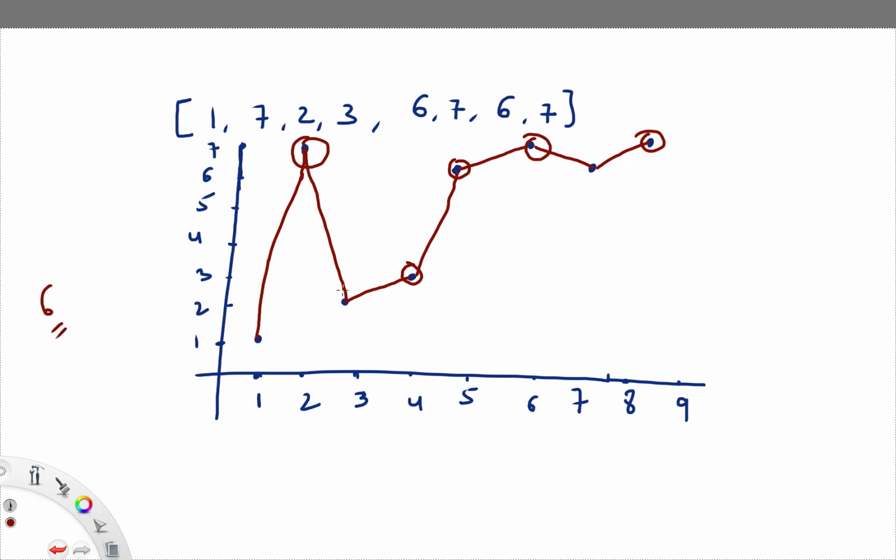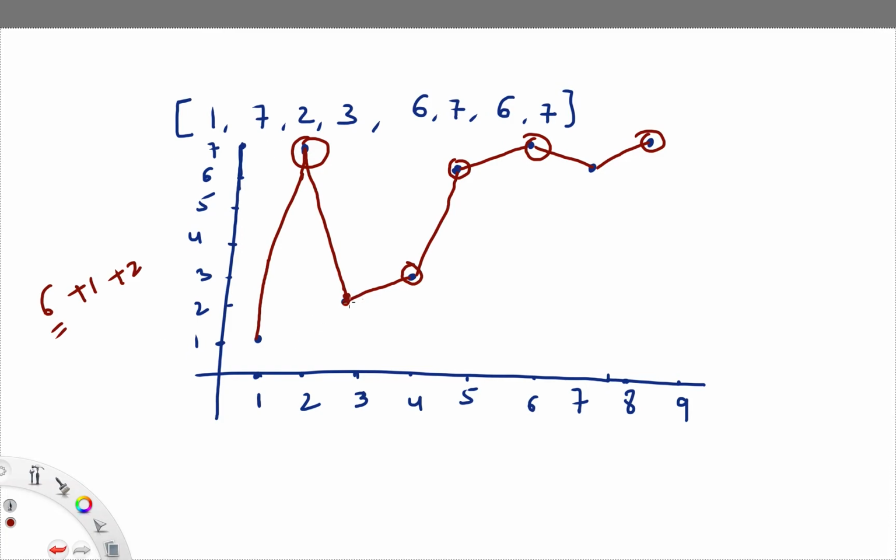Similarly, what is my margin from 2 to 3? My margin is 1. I will add this. Again, my margin from 4 to 6 is 2. So I will see what are the points where my peak is. I will calculate the difference between my peak and the valley.